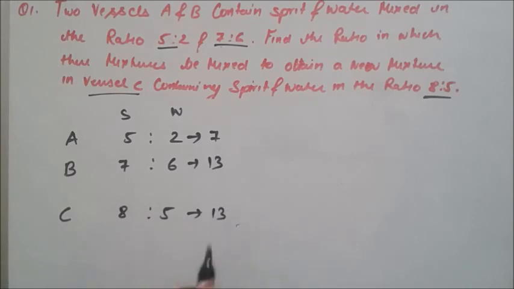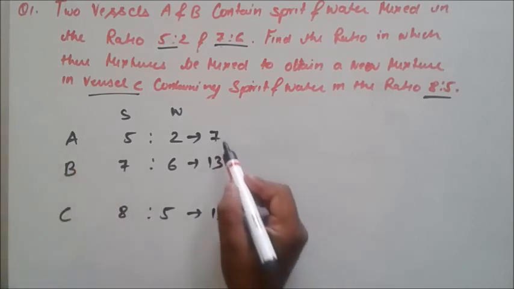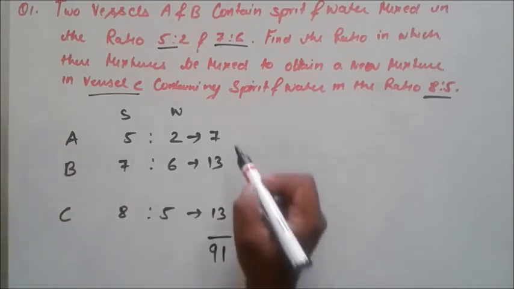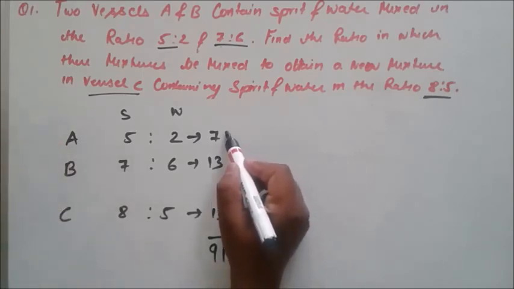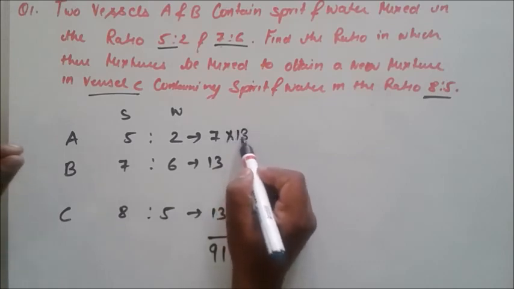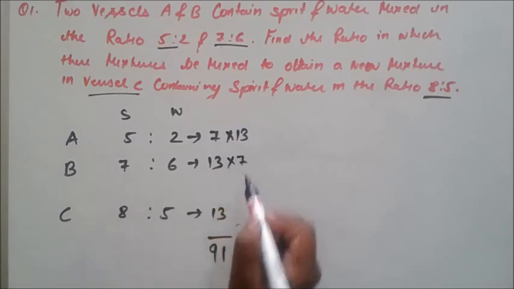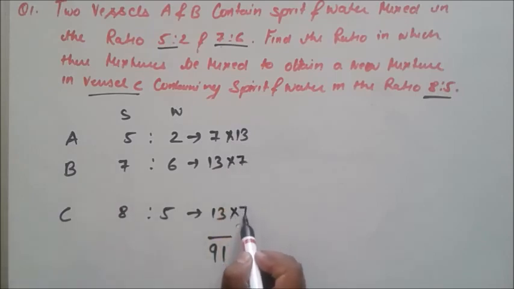So we will take the LCM of the total quantities 7, 13 and 13. The LCM will be 91. And we have to make the total quantity equal in every vessel. So we have to multiply vessel A by 13, so that it will become 91. We will multiply vessel B by 7, and the same for vessel C.